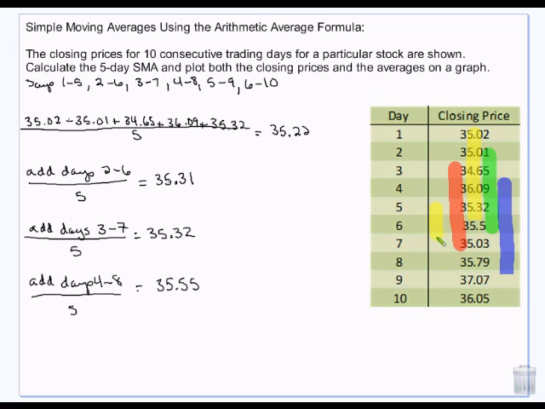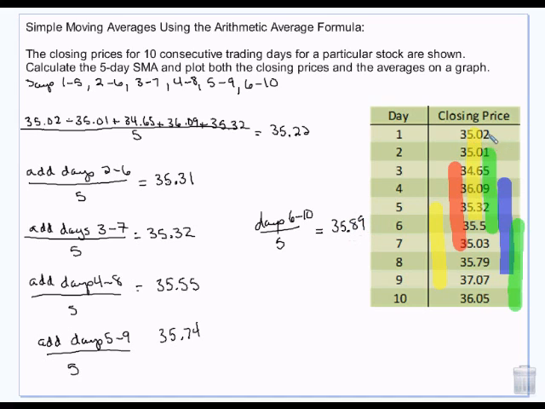Then I do days 5 through 9. Which gives me 3574. And then lastly, I will add days 6 through 10. So what color can I use? 6 through 10. And divide that by 5. And that gives me 3589.